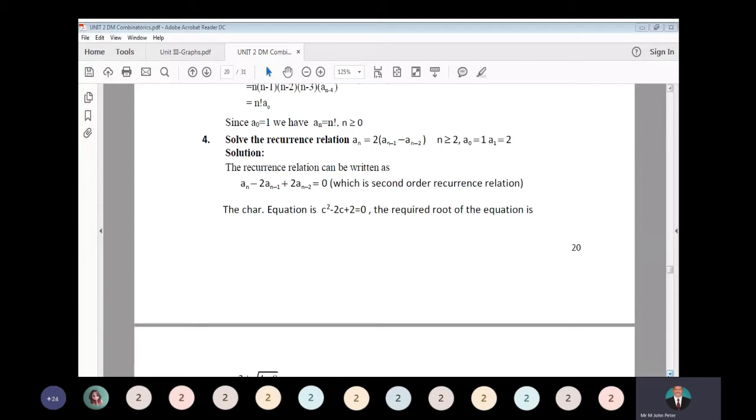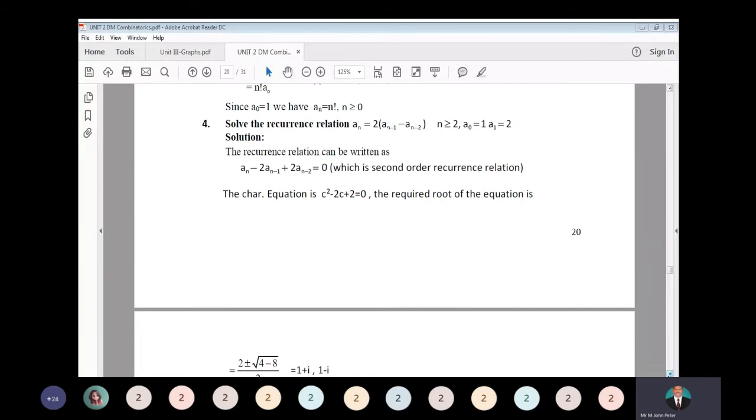Since we get a second order recurrence relation, we have to write the characteristic equation. Replace a_n by c squared, a_{n-1} by c, and a_{n-2} by the constant 1. So when you rewrite, you will get c^2 - 2c + 2 = 0. Like an auxiliary equation, this is the characteristic equation. Based on the given order of the equation, you have to replace it.